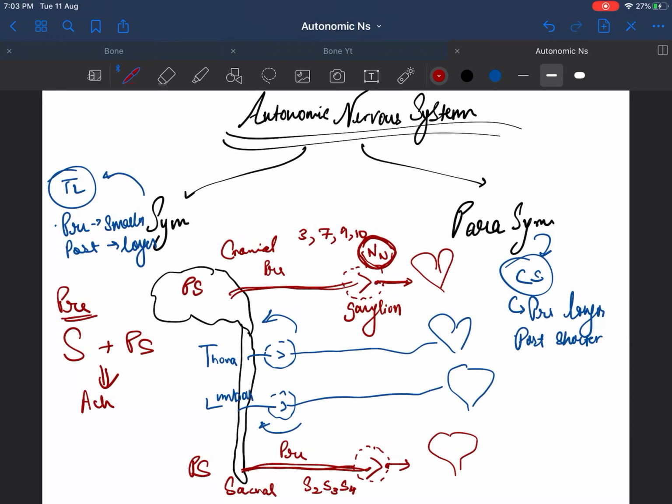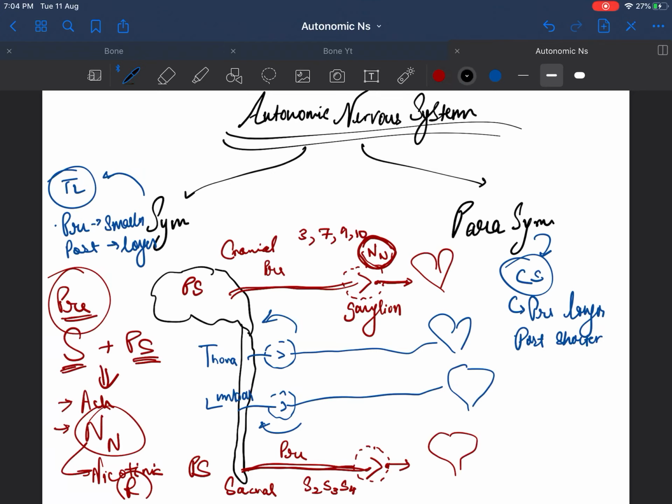So all the ganglions, be it sympathetic or parasympathetic, the preganglionic fibers secrete ACH, and all the ganglions have the NN type of receptor. NN is a nicotinic receptor; by NN you can remember nicotinic receptor. So be it the sympathetic system or the parasympathetic system, all of these will have what? ACH release from the preganglionic fibers and NN receptors at their ganglions.